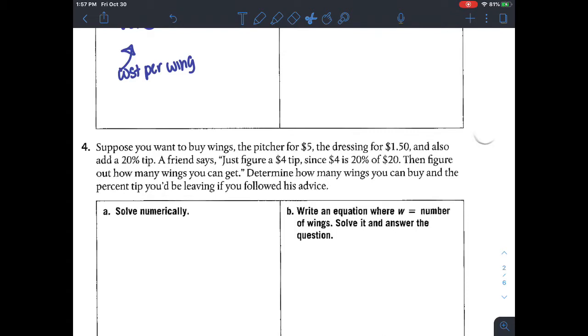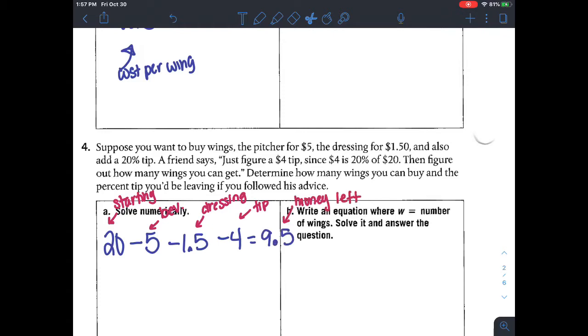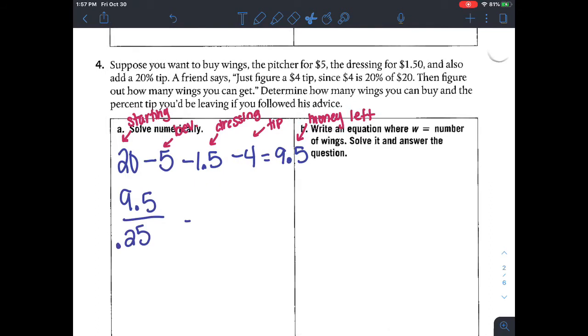Okay, so we'll do the same thing. We're going to start with our $20. We're going to subtract off our beverage, subtract off the dressing, and subtract off the $4 tip that our friend said to leave because 20% of $20 is $4. And we'll be left with $9.50. So the $9.50 divided by 25 cents, which is the cost per wing and still hasn't changed, will give us 38 wings.